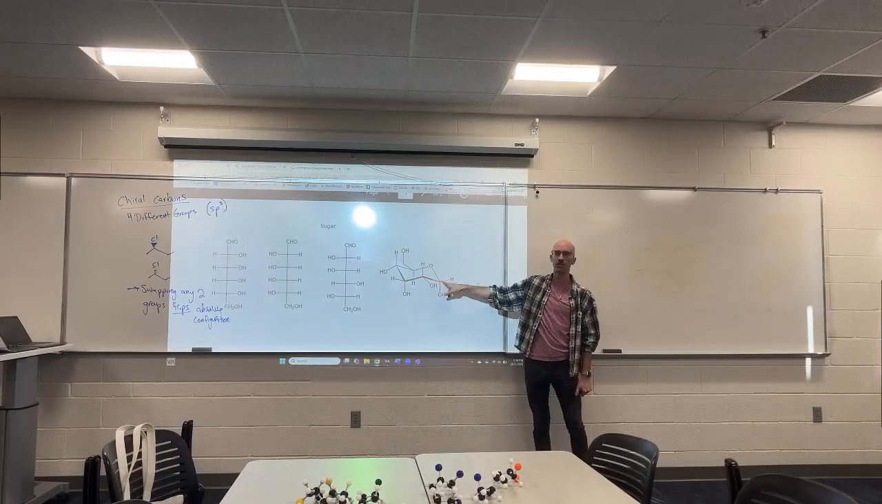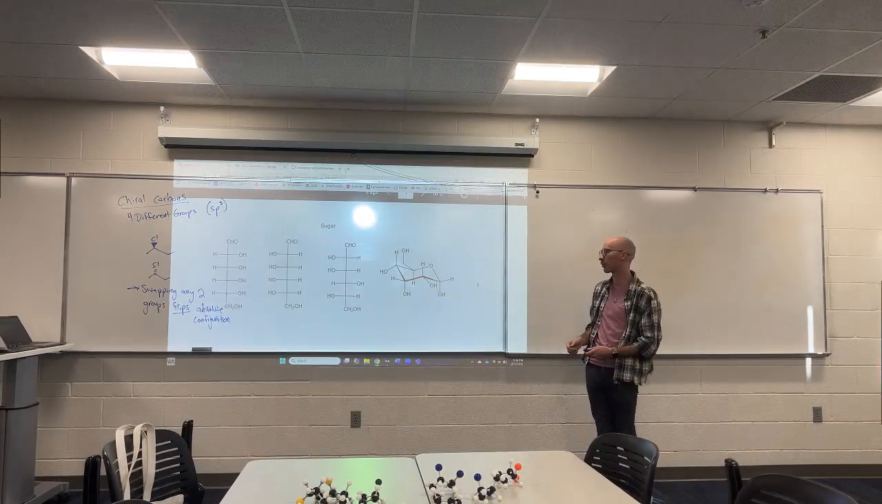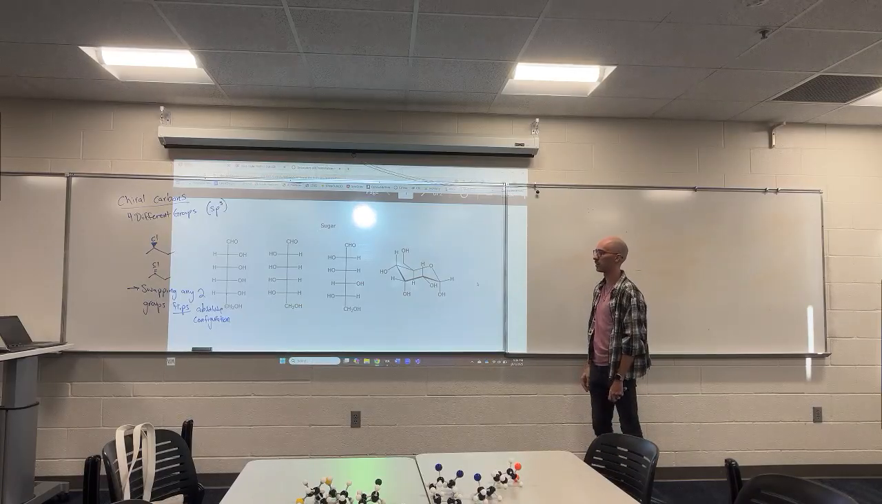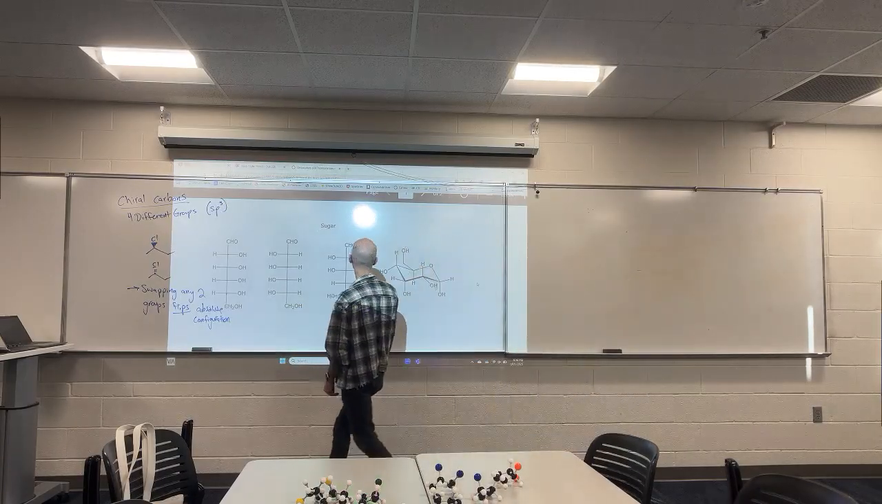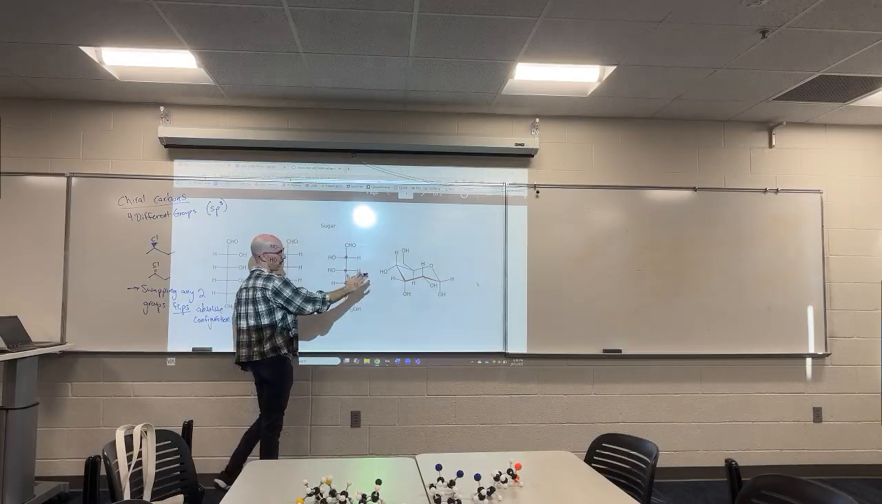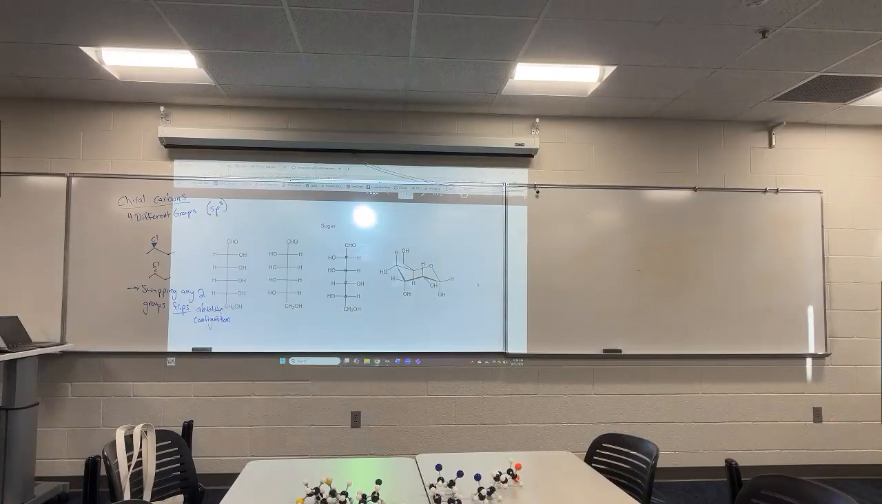Now here is sugar in a cyclic form. Instead of linear sugar, we're looking at cyclic sugar. Can you tell me how many chiral carbons? To clarify, earlier we had 1, 2, 3, 4. How many chiral carbons in this cyclic sugar?